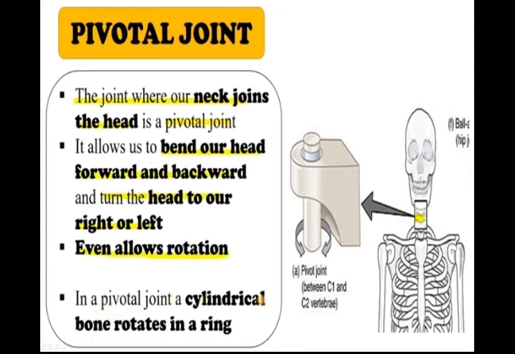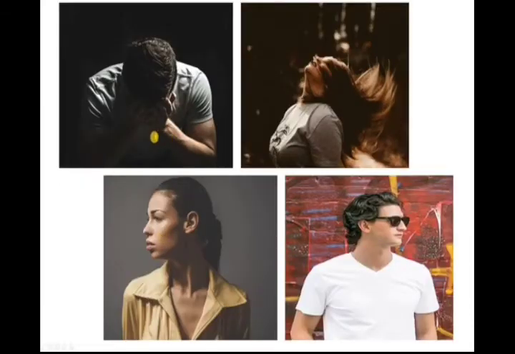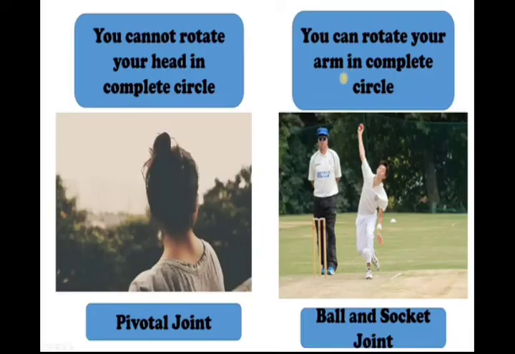It allows rotation. So inside the pivotal joint there is a cylindrical bone that rotates in a ring. Look at here. This is the pivotal joint and a cylindrical bone, it rotates in the ring. Okay, and that is why you can see that this direction, upward and backward, left and right is possible. This much movement is possible for the neck.